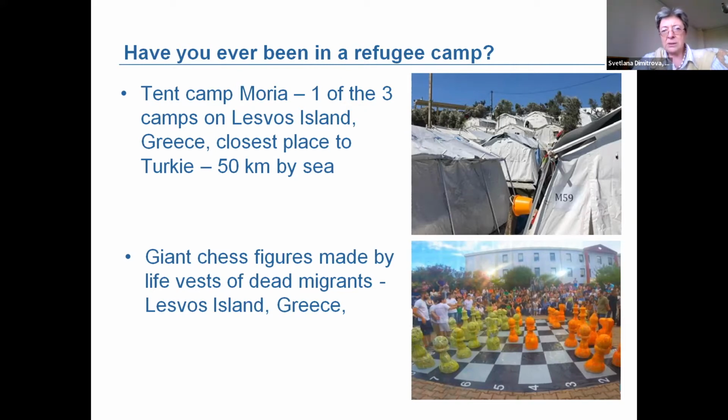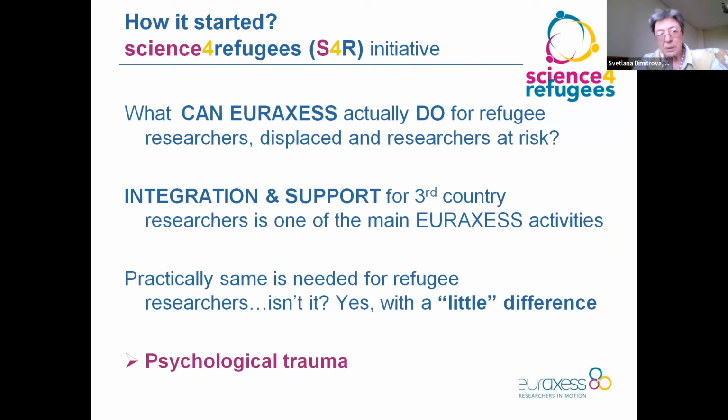So being a migrant is not a pleasant thing. And when the European Commission started the Science for Refugees initiative, we asked ourselves, what can actually EURAXESS do for refugee researchers, displaced researchers and researchers at risk? And the answer is very simple. It is just the same thing that we do for the third country researchers. This is one of our main activities in our everyday EURAXESS life. So practically, we have everything to serve them.